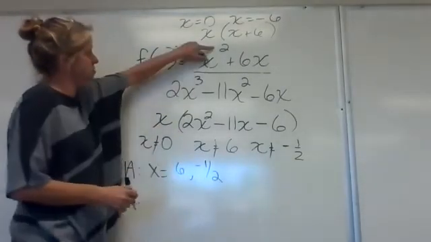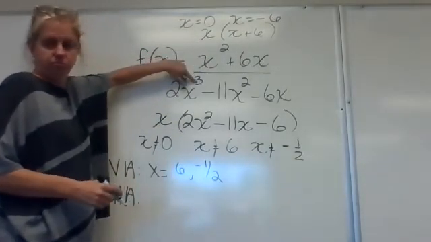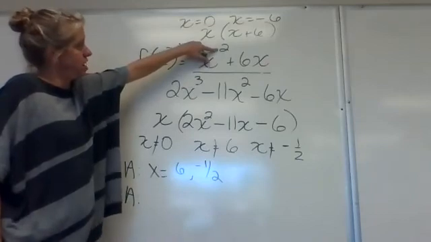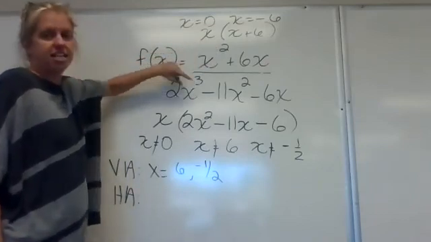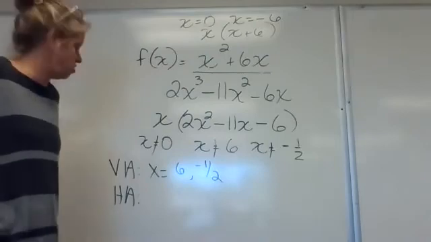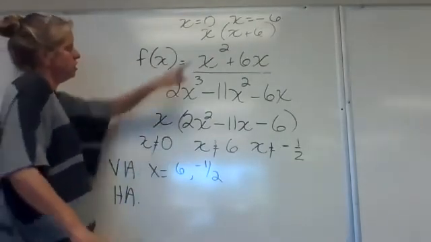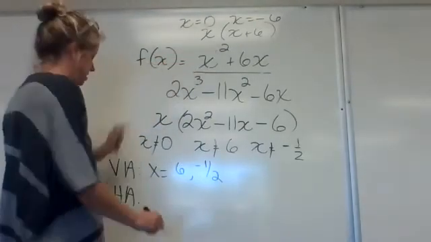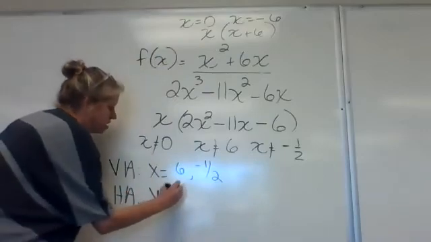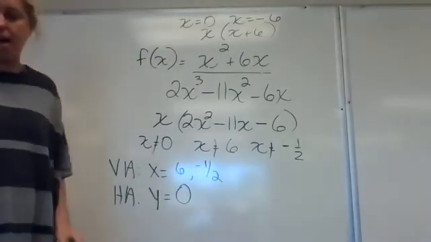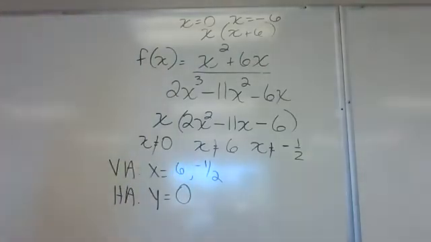Horizontal asymptote, let's compare. The degree of the top is less than the degree of the bottom. When you're looking at your horizontal asymptote chart, when the degree of the numerator is less than the degree of the denominator, the horizontal asymptote is automatically at y equals 0.